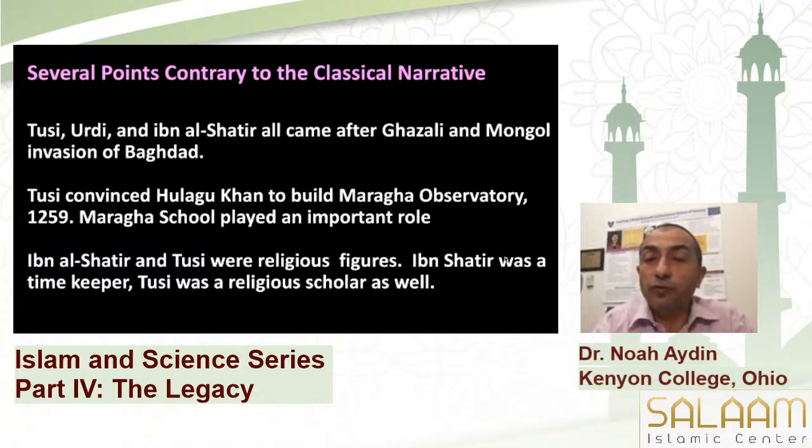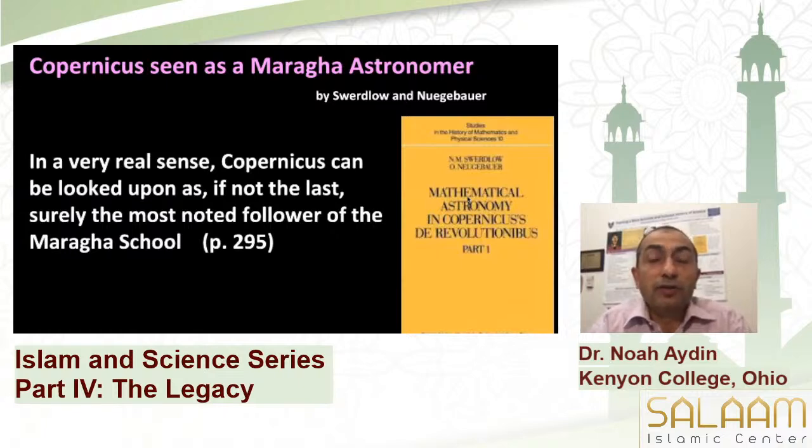And the other point to refute the classical narrative is that Ibn al-Shatir and al-Tusi were also religious figures. And to many people, they were actually primarily religious scholars who did scientific work as a side activity. But of course, they were first-class mathematicians and astronomers at the same time. So there are so many points here to refute the claims or assumptions and teachings of the classical narrative. Unfortunately, you don't hear these things in the typical representation of Islamic science or history of science.